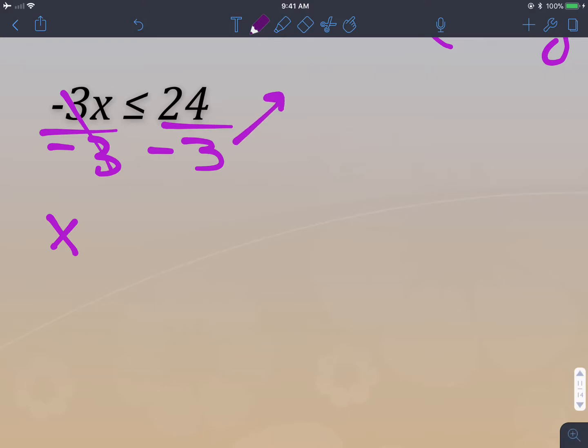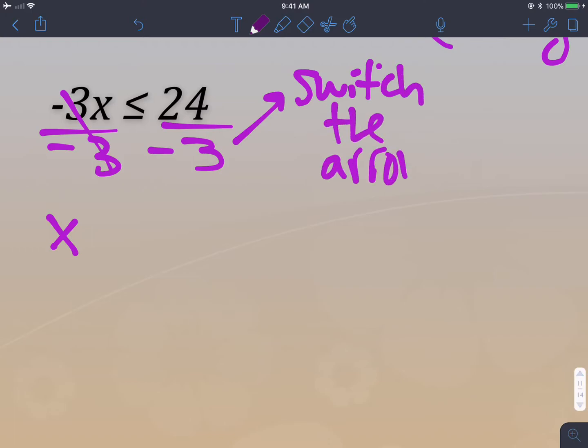Okay, see how it's a negative? So switch the arrow. And I'm going to write it as x greater than or equal to -8.